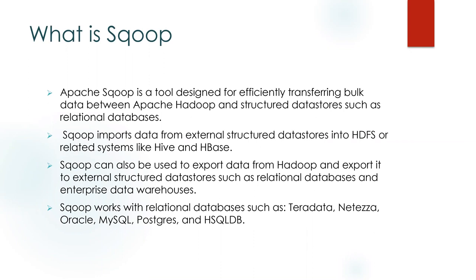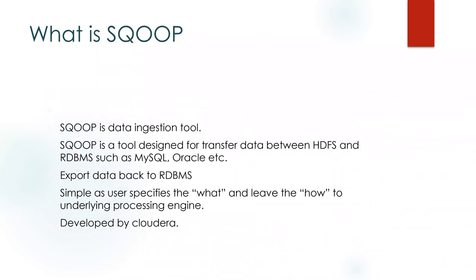Okay. And SQOOP is a data ingestion tool, and we already know what it does. It is simple as the user specifies what and leaves the how. So how does SQOOP actually work? Well, it's a command line utility. SQOOP is a command line utility. So you have to run commands for SQOOP to work. But it's very straightforward, the commands that you want to run, right? And SQOOP was developed by this company called Cloudera. Cloudera developed SQOOP.